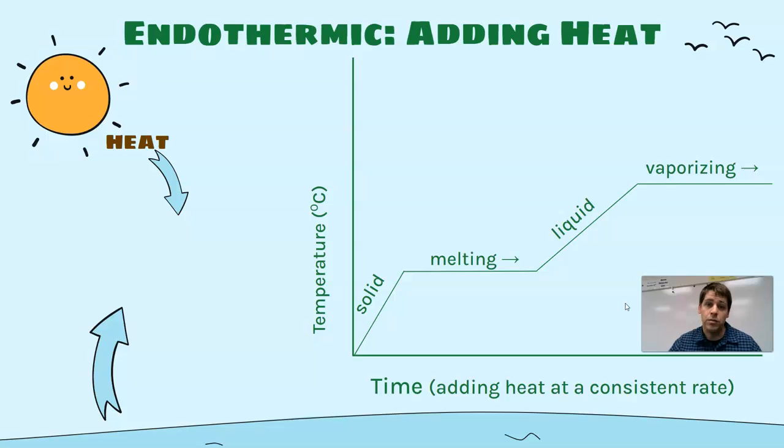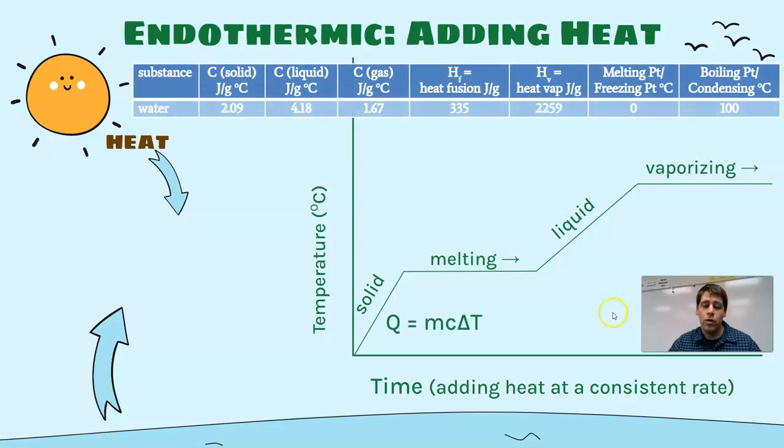Now we can attach some equations to this. We've already done Q equals mc delta T, and that works when you have a temperature change. As your solid is increasing in temperature, your mass times your specific heat times your change in temperature would give you the heat that's required to do that change, right? Your C depends on the phase that you're in. So there's a different C value for solid water or ice as liquid water, right? So you have to make sure you're going to be using the right one.